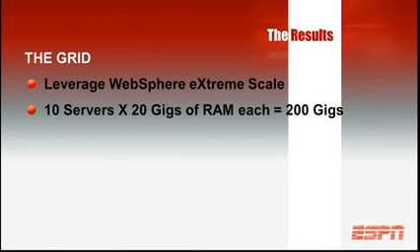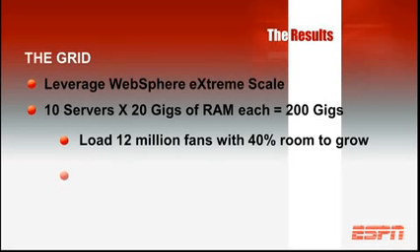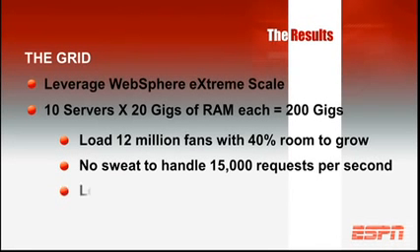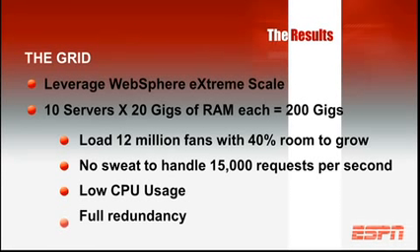Fast. The grid is based on 10 physical servers. These are commodity servers. These aren't mainframe multi-million-dollar boxes. These are pretty commodity servers. There's 10 of them. Each have 32 gigs of RAM. We chose to use 20 of those 32 gigs of RAM for a grand total of our 200 gigs. We're using eXtreme scale to power the grid. We loaded 12 million users into this system, and we had 40% room to grow. We're utilizing a few really cool features of eXtreme scale that actually compress the size of these objects so we get more bang for the buck.